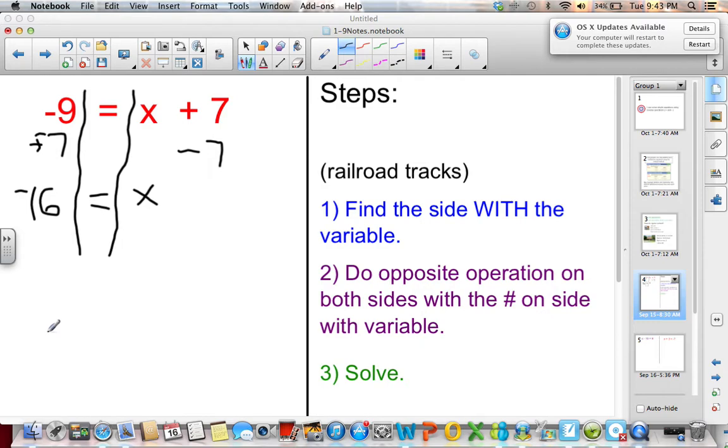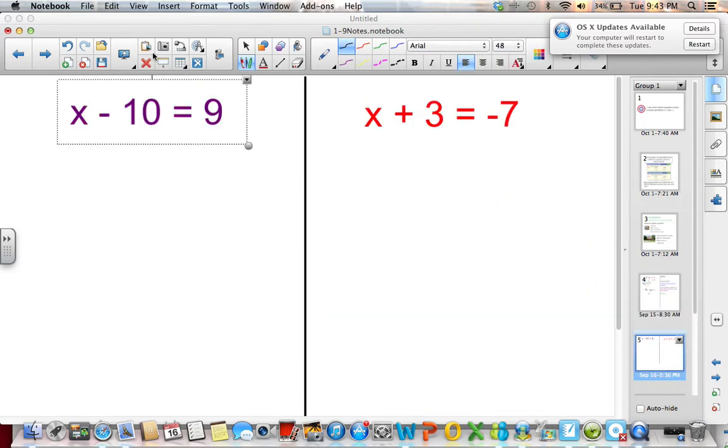And then the last step, which I forgot to include, but you should always check your work. So negative 9 equals negative 16 plus 7, and we know because 16 minus 7 is 9, then we take the negative sign. So it works, so we check. Okay, let's try another one.